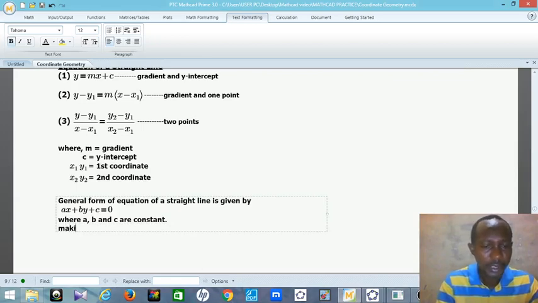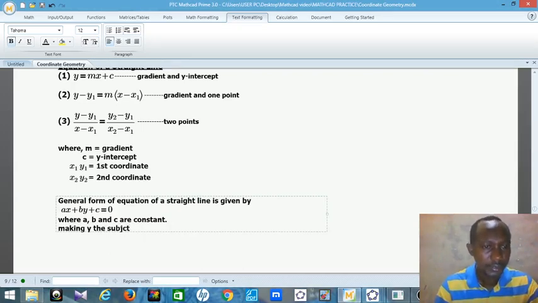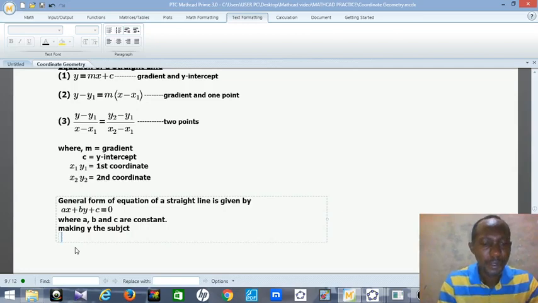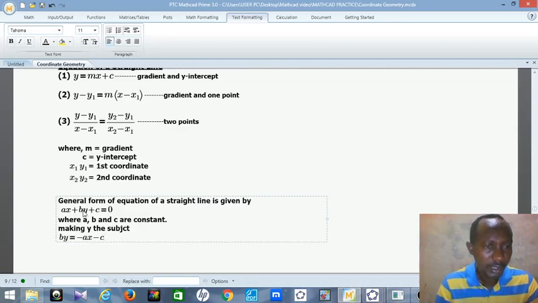Making y the subject. If you make y the subject, you know what that means? That means ax plus c will go to the other side of the equation. So you are going to have by equals minus ax minus c. You can see it. So you are making y the subject, so ax plus c will come to the other side of the equation. I know 0 is on the other side, so 0 means nothing. It's a number that means nothing. So when you subtract 0 from this number, it will remain the same. So that's why we have this.